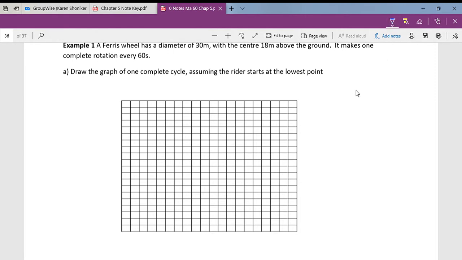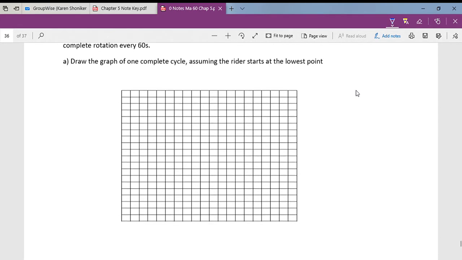So what we're going to be looking at is specific scenarios of different Ferris wheels. So the first one is going to talk about a Ferris wheel that has a diameter of 30 meters with the center 18 meters above the ground, making one complete rotation every 60 seconds. And from that, we're going to try to come up with a trig function. Now, usually what you're going to do is come up with a cosine function, but we'll talk about why as we go along.